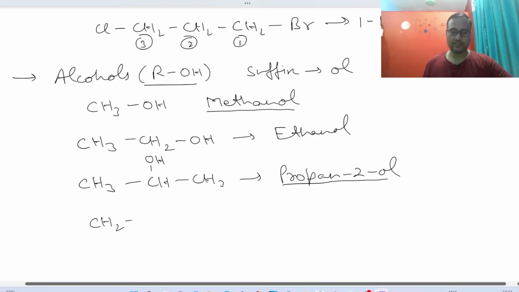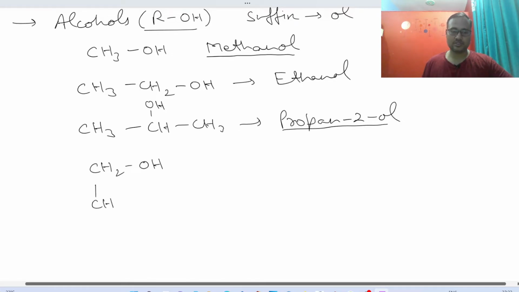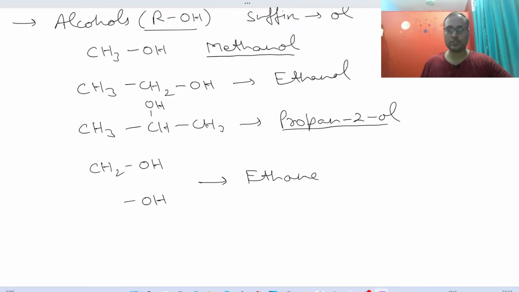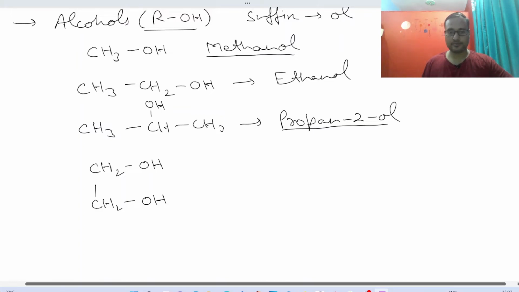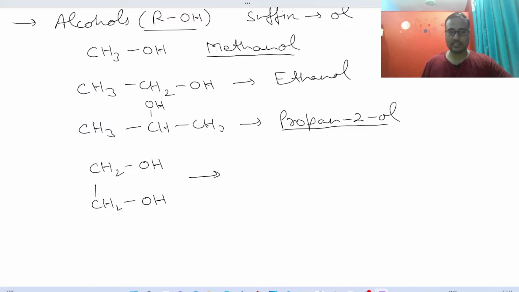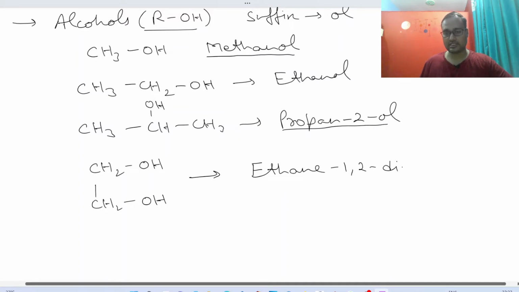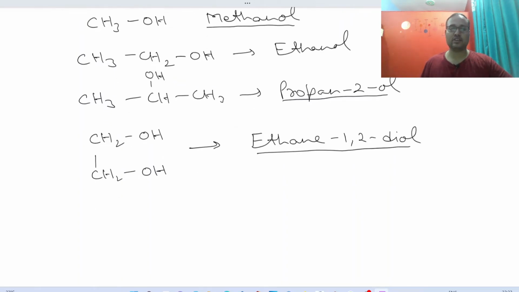Suppose if we have two alcoholic groups present on an alkane chain, we can name it as first the word root eth, ane. Now in this case, when two or more functional groups are present on the parent chain, we can write down the name of the compound as first the word root eth, then primary suffix ane. E is not replaced over here because after that we have two functional groups. We'll write first the position 1, 2, then it's diol. So the name of the compound becomes ethane-1,2-diol.